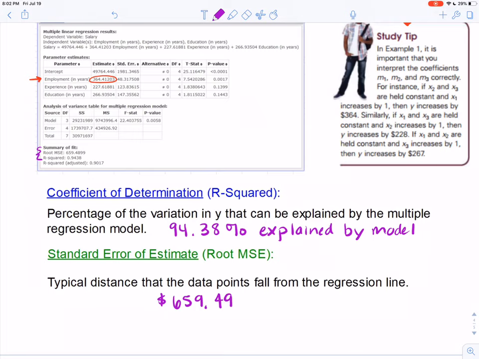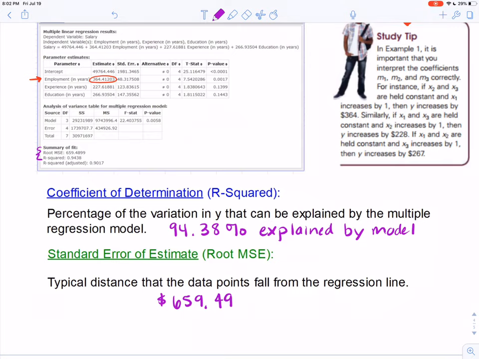You know, we're talking about just a little over $650 difference between what those salaries actually are and how the regression equation will predict them. If that was a big number, if we had thousands of dollars difference between the two, then we would say, okay, this regression equation is probably not that good in terms of making accurate predictions.